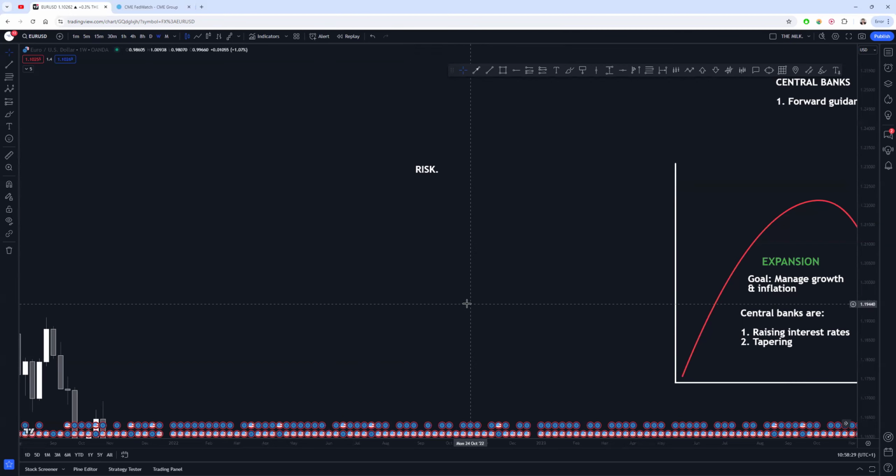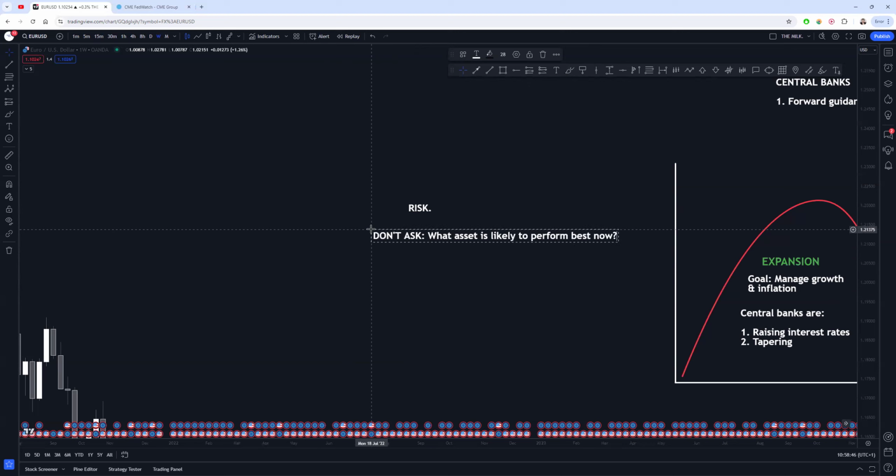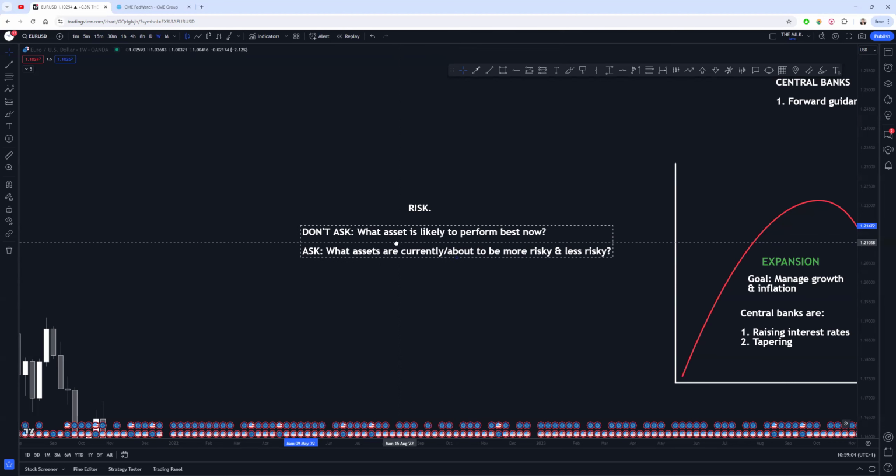And so whenever you ask yourself, what asset is likely to be performing well right now, reframe that question. So let me write this out for you. So don't ask what asset is likely to perform best now. Ask what assets are currently slash about to be more risky and less risky.